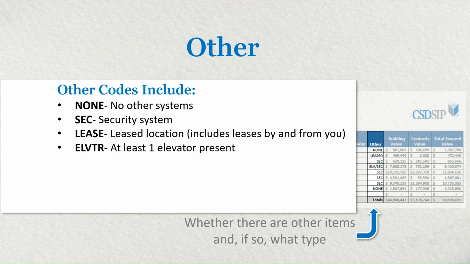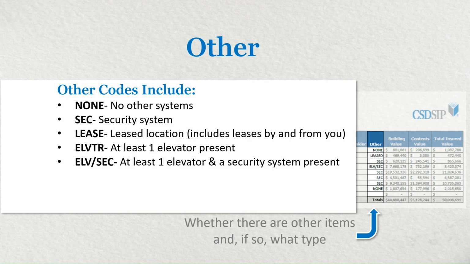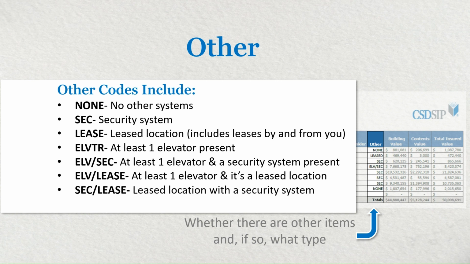ELVTR. There's an elevator or elevators in this building. ELV/SEC. There's an elevator or elevators and a security system in the building. ELV/lease. There's an elevator or elevators and it's a lease location. SEC/lease. This is a lease location and it has a security alarm.